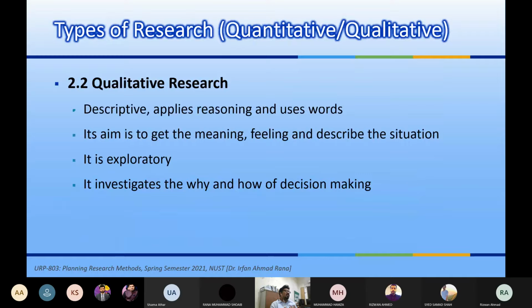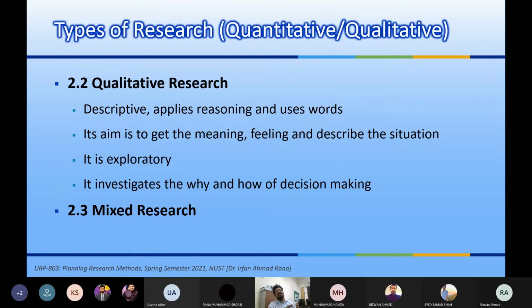Similarly, the other one is qualitative research, in which you use descriptives in the form of words to describe a situation. It can be exploratory and descriptive, and it can investigate how certain things happen. So, depending upon the type of your phenomena, you might opt for quantitative or qualitative research.